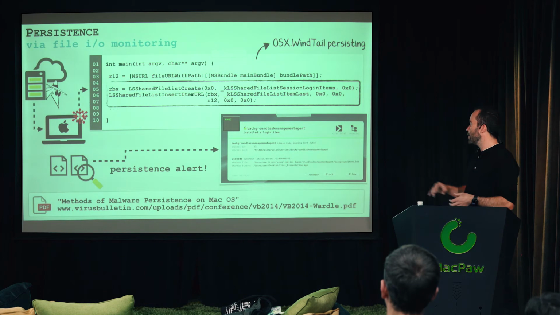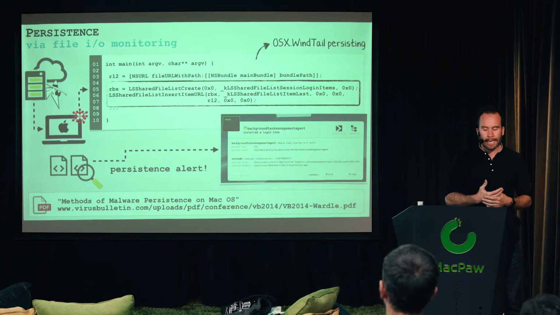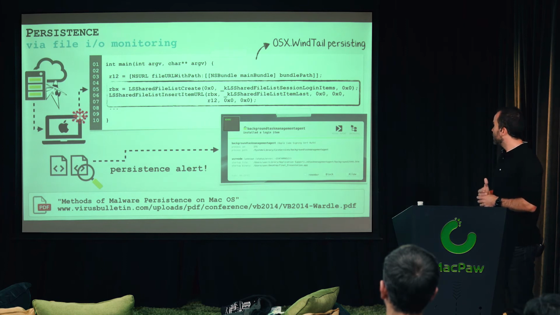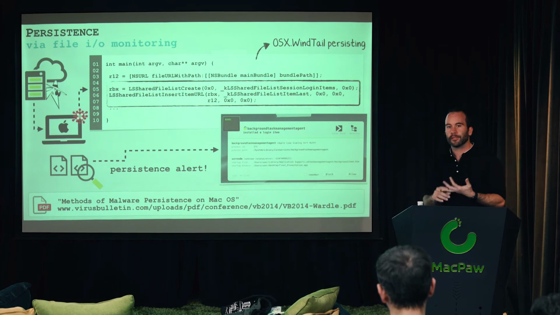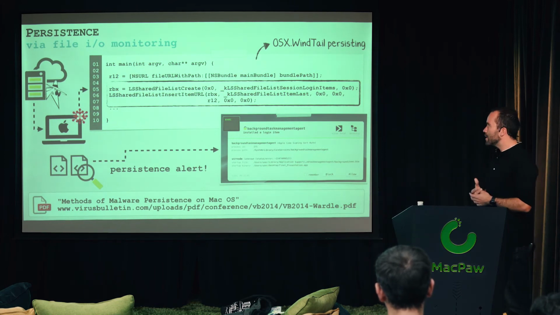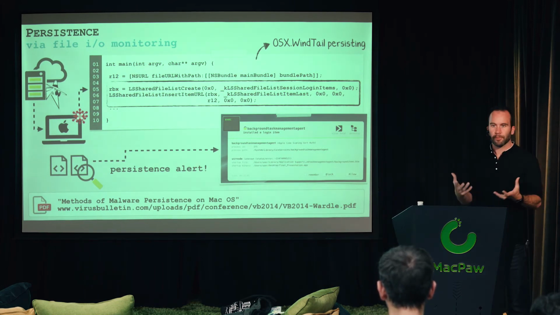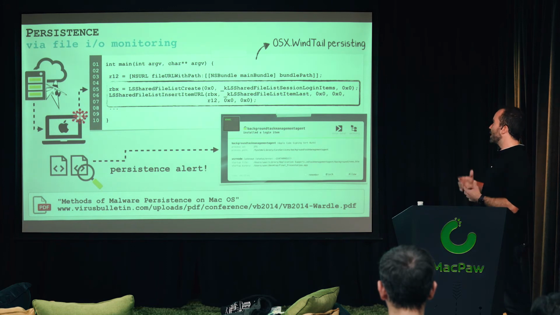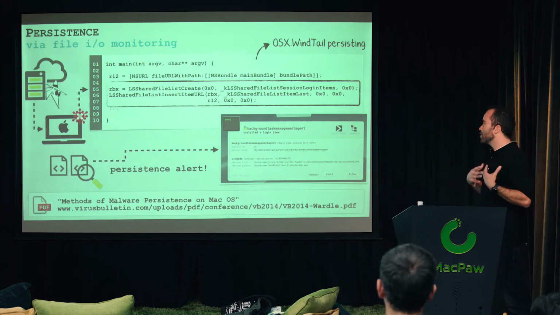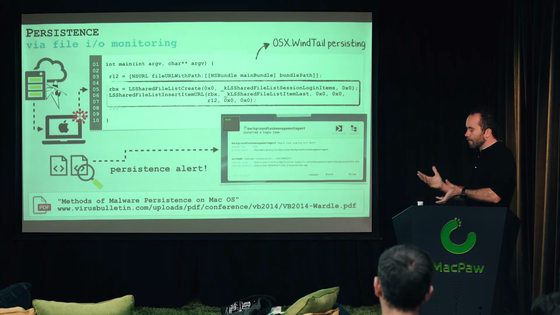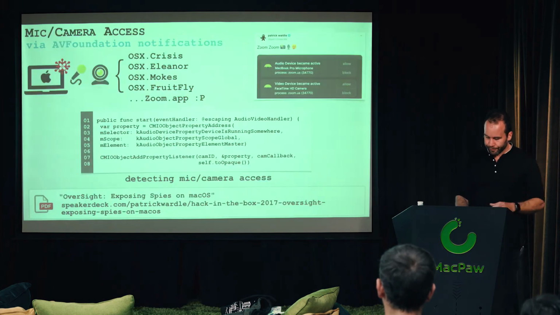I gave a talk about all the methods of persistence at RSA, or no, Virus Bulletin a few years ago. There's common ways such as login items, launch agents. There's some scripts that can be modified. But basically, we can watch for these and then detect persistence. So here, for example, we can now detect Windtail persisting, either the original version or the repurposed version, because we are just keying off its persistence versus its actual bytes.